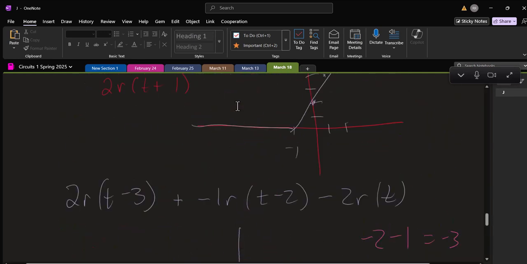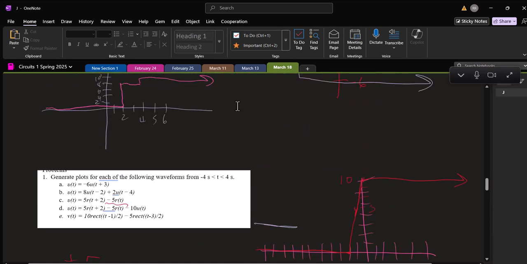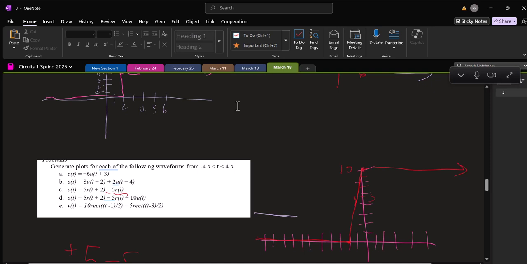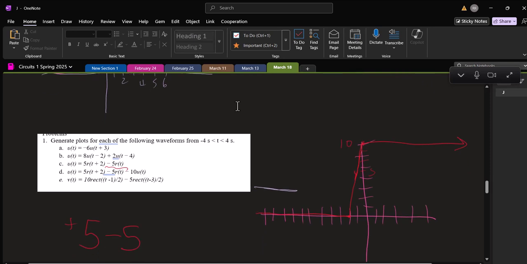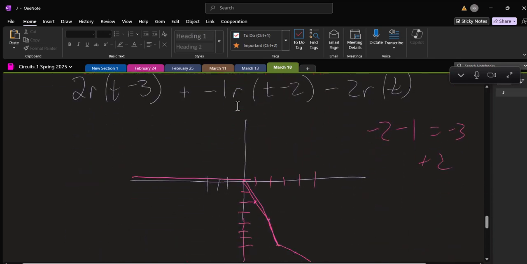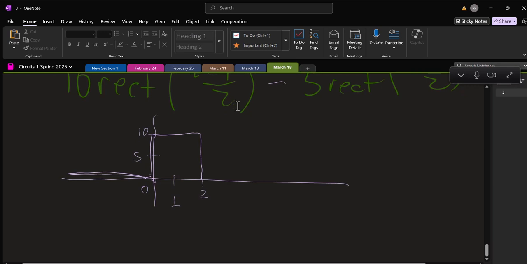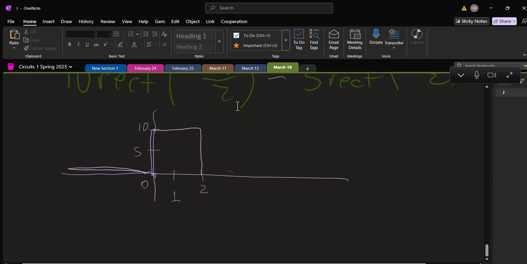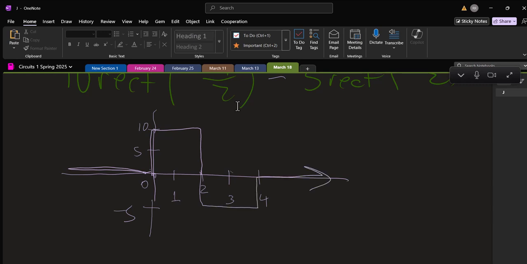Oh wait, this other one was supposed to be t minus 3 over 2. I think I copied that wrong. Let me change that to t minus 3. No, that's right, t minus 3 over 2. So it's centered at 3 and has width 2 and has height -5. So that'll go over to 2 and over to 4 and down to 5. So it'll look like that.